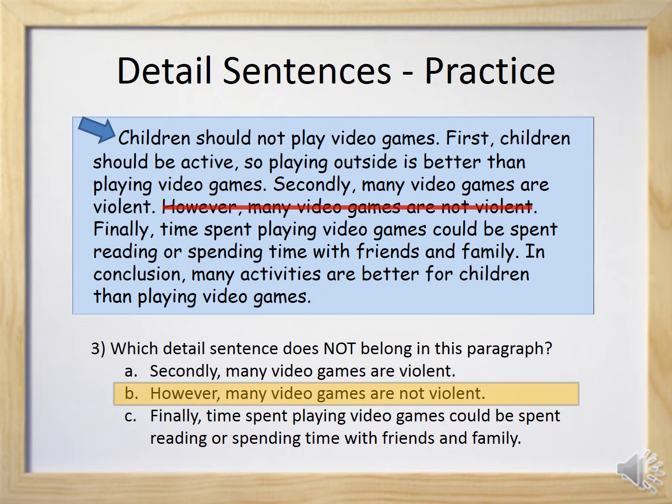Let's look again at the topic sentence. Children should not play video games. Every detail sentence in this paragraph should give reasons that the topic sentence is true. So, they should give reasons that children should not play video games. But sentence B actually gives a reason that it might be okay to play video games. So B doesn't belong. Sentences A and C do give us reasons that children should not play video games. So those sentences do belong in the paragraph.